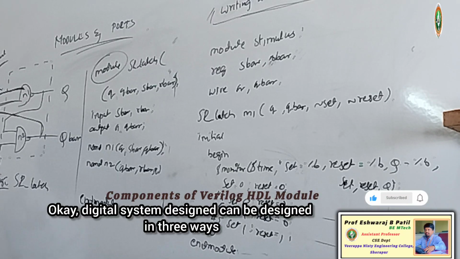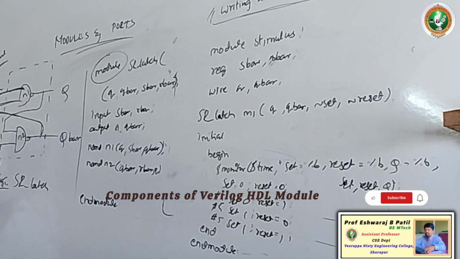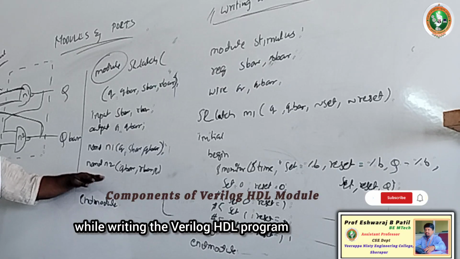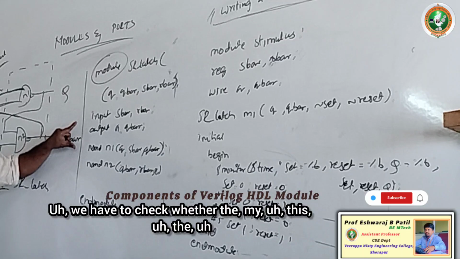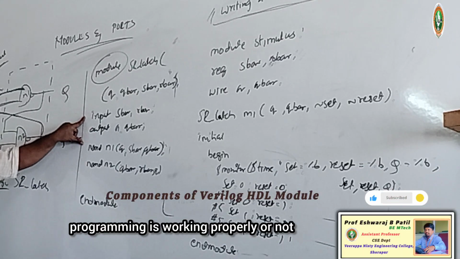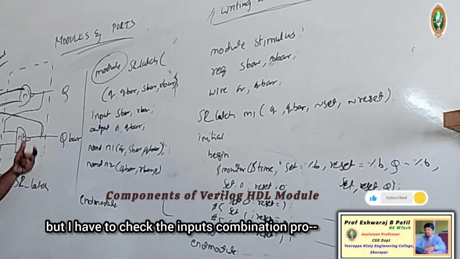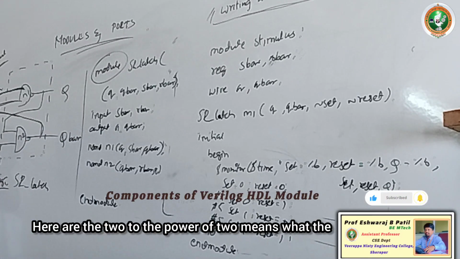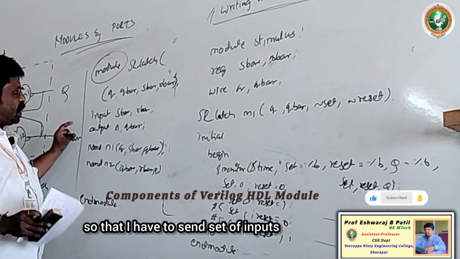Okay, a digital system can be designed in 3 ways. One is designing the digital system using gates. Then I have to check this digital system design while writing the Verilog HDL program, whether my programming is working properly or not. For one input it will be taken automatically, but I have to check the input combinations because there are 2 inputs here. 2 to the power of 2 means 4 input combinations I check, so I have to send a set of inputs.